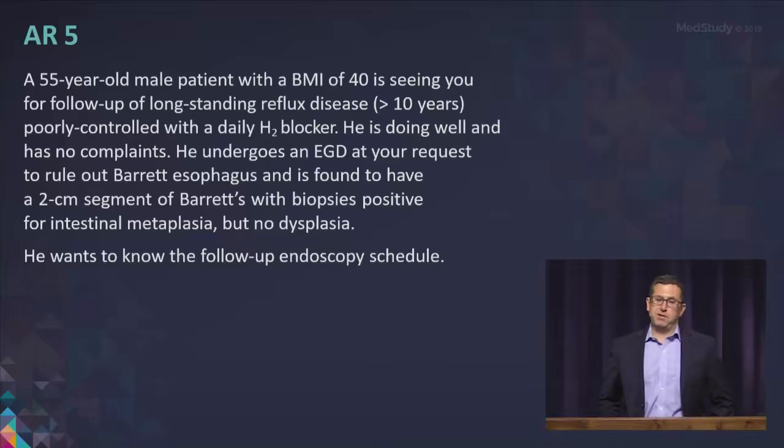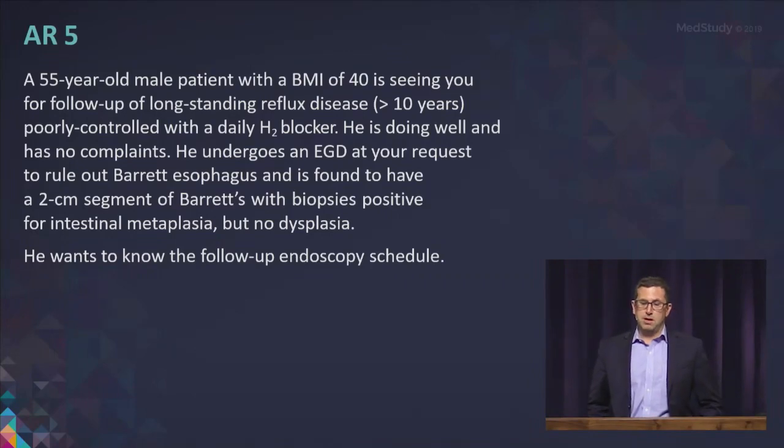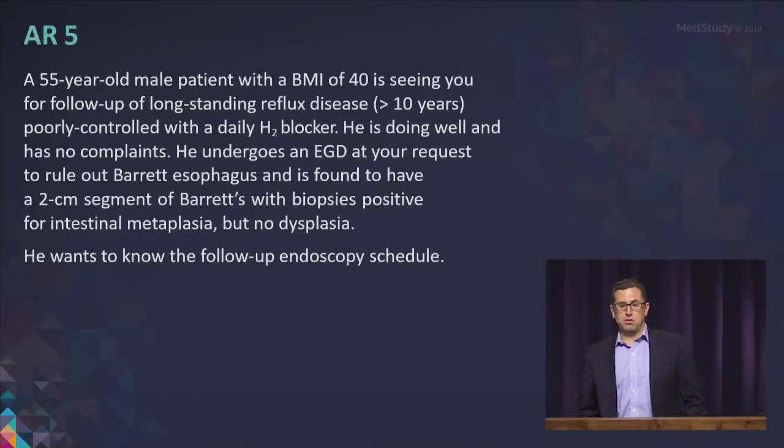Question number 5: a 55-year-old male patient with a BMI of 40 is seeing you for follow-up of long-standing reflux, poorly controlled with daily H2 blocker, so he's not on PPI. He's doing well and has no complaints. He undergoes an EGD at your request to rule out Barrett's, and he's found to have a 2-centimeter segment of Barrett's with biopsies positive for intestinal metaplasia, but key, no dysplasia. He wants to know when his follow-up endoscopy should be.